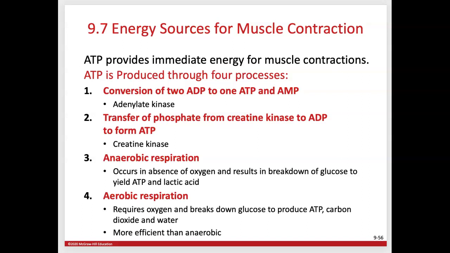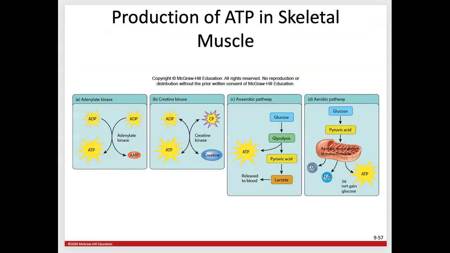Depending on the cell, depending on where we're at in the body, you're going to usually get about 36 ATP. I think this is a typo, because that should say 36 net gain of ATP. So again, this is just illustrations of what I just talked about.